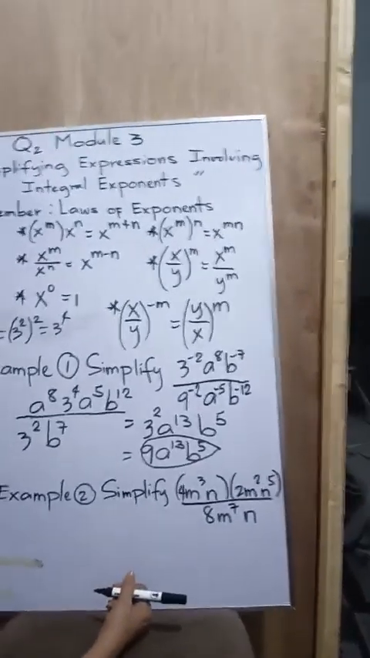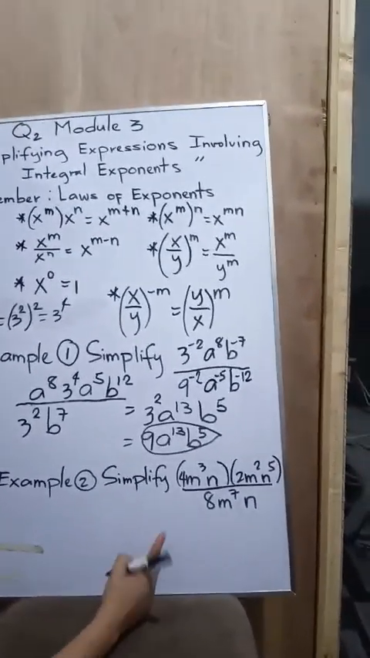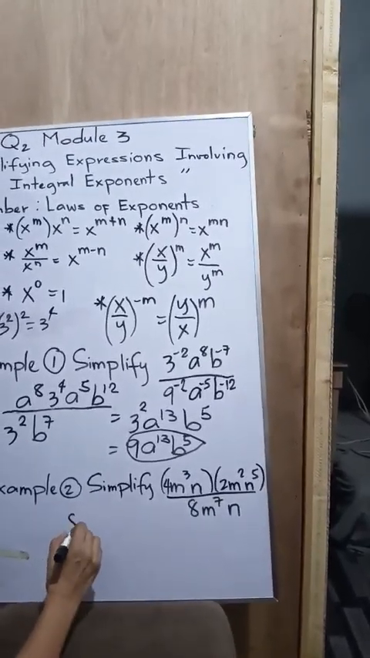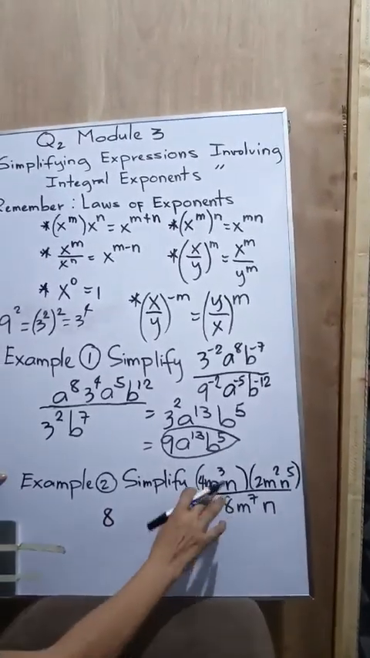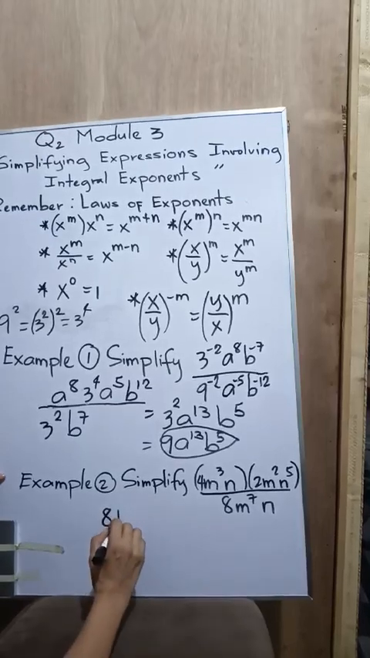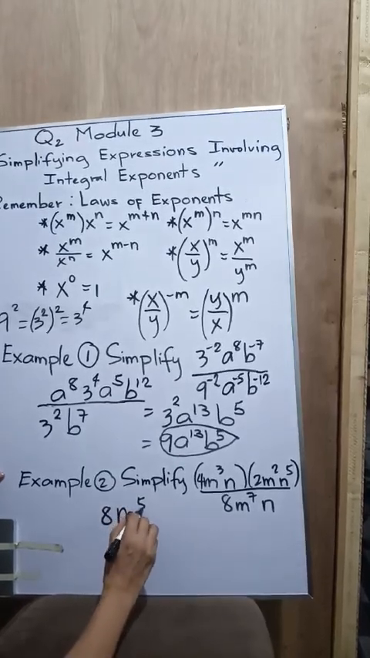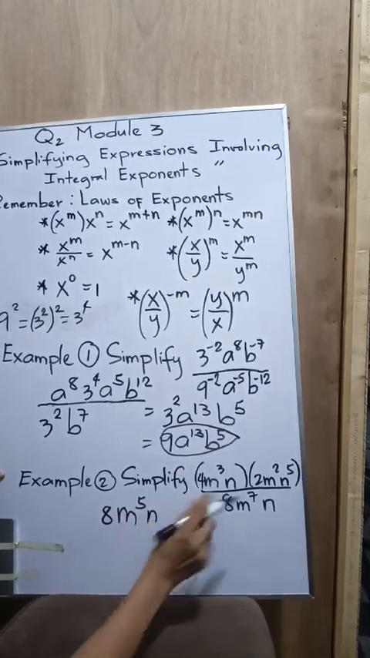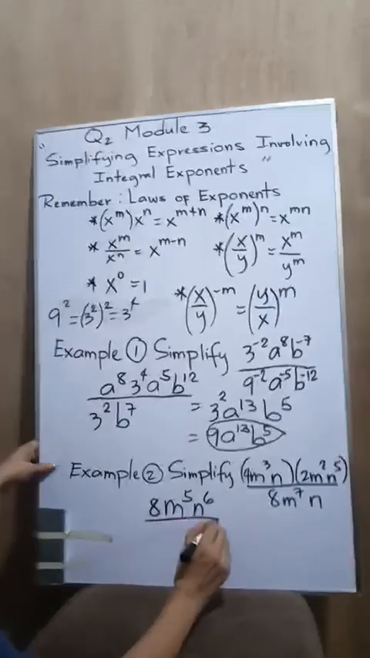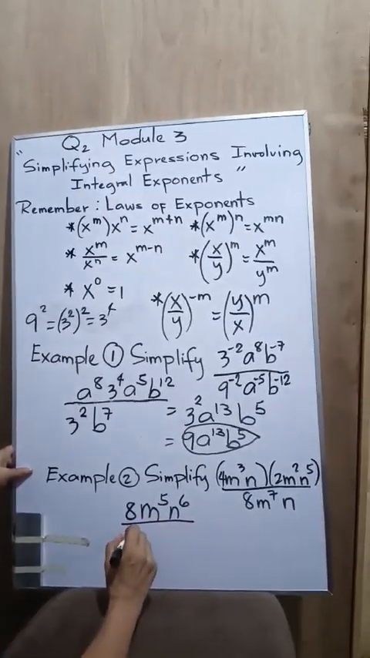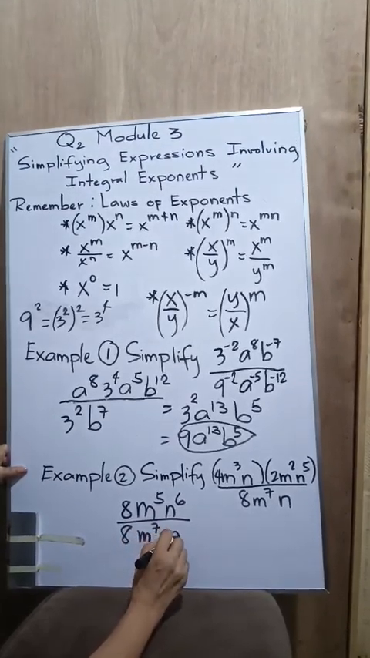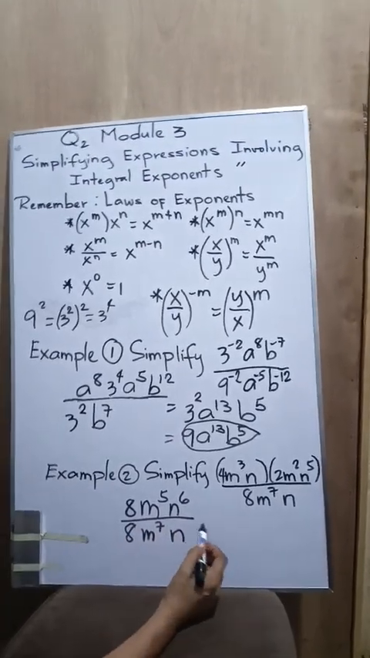Here in second example, just simply multiply the numerical coefficient of 4 times 2, that will become 8. And for the m, we just add 3 plus 2 exponent, so there are 5m. And also for the n, there are 6, 1 plus 5, 6n, all over 8n to the 7n. And 8 divided by 8, that is 1.